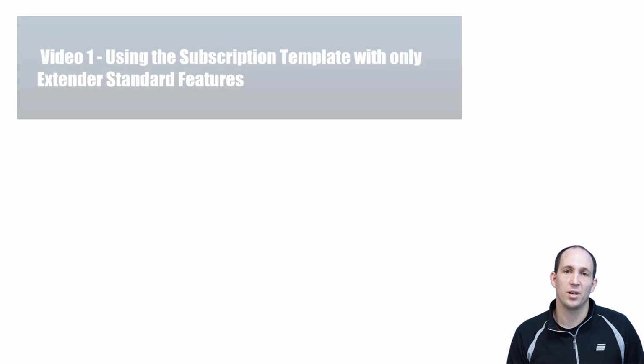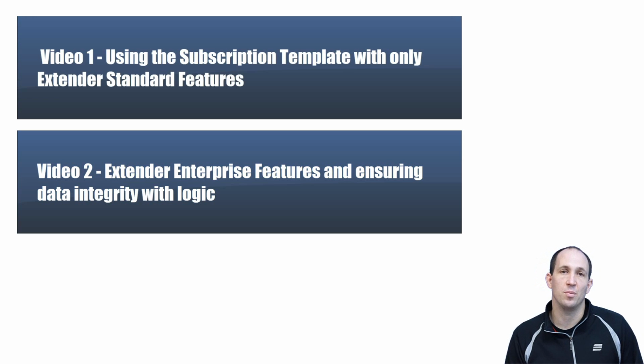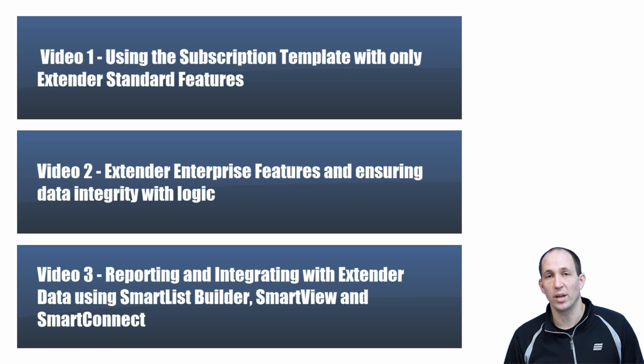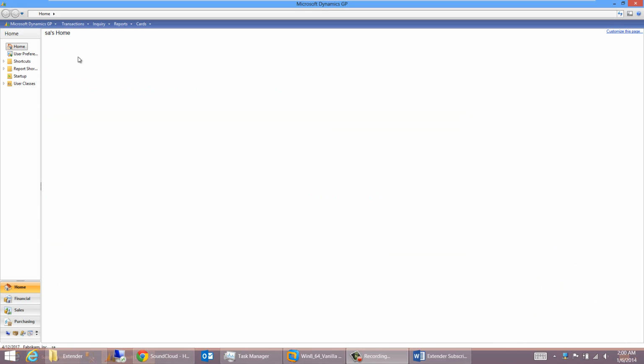This is a three-part series. In the first part, we're going to focus on what you can do with the standard version of Extender with the subscription template. In the second video, we're going to take it a bit farther and show some of the things that you can enhance with logic and some of the built-in stuff with Extender Enterprise. And then in the third video, we're going to take it much further and go into reporting and how you can integrate to solutions built with Extender. In this first video, we're going to cover importing, using the solution, and customizing it for your specific business needs. Let's dive right in and start importing right now.